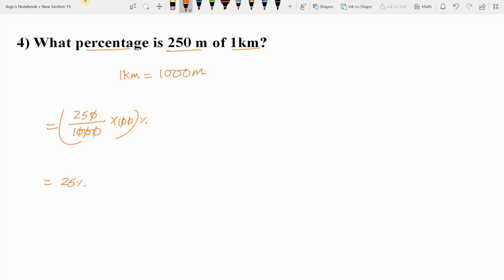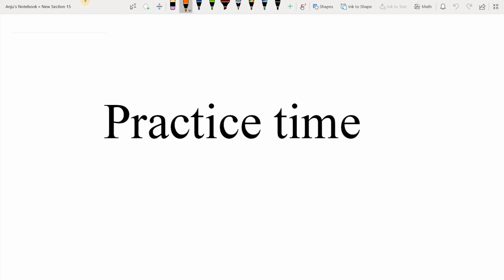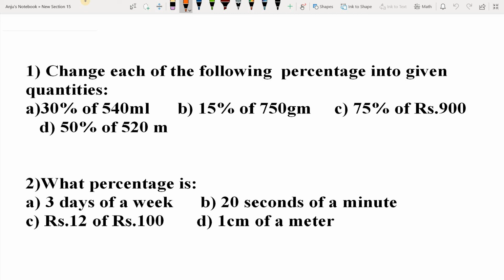So students, this is how you can find out the percentage of a given number. I hope your concept is clear. Now it's practice time and your questions are here. So pause your video and please solve it.